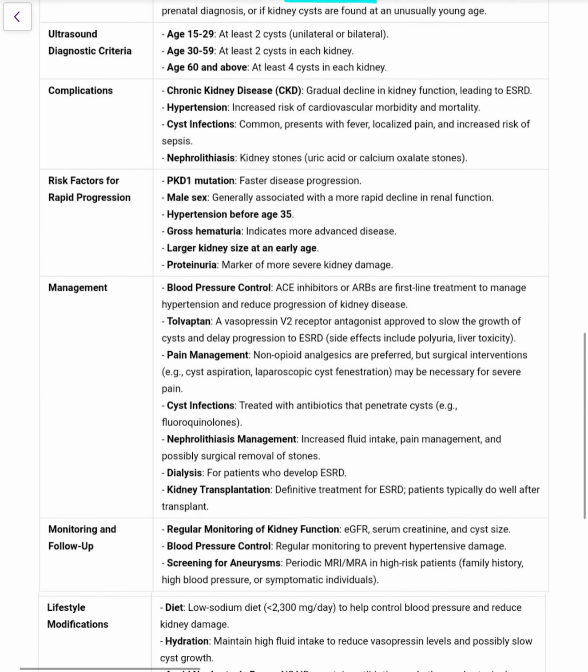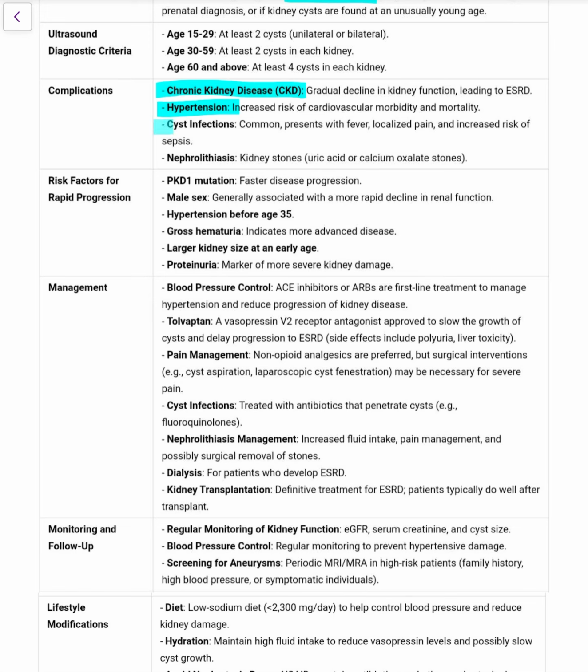Now, the diagnostic criteria are ultrasound based, according to age and the number of cysts. Age 15 to 29 years, at least 2 cysts in either unilateral or bilateral kidneys, right? 30 to 59, 2 cysts in each kidney. Bilaterally there should be 2, that means 4, 2 right and 2 left. In those older than 60, 4 cysts in each kidney, bilaterally, right?